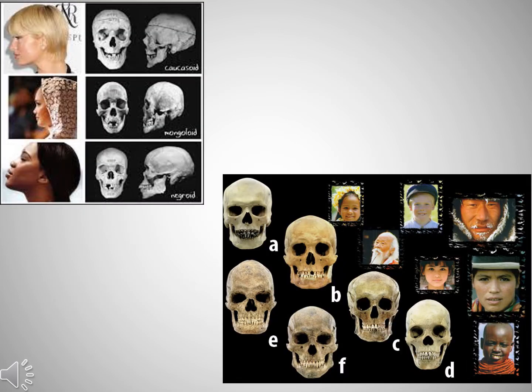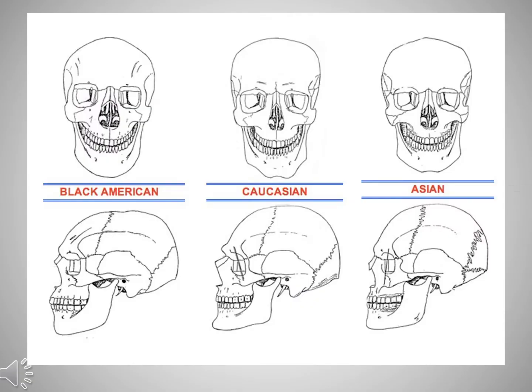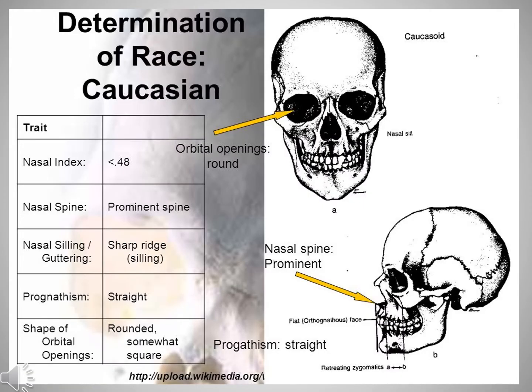This photograph shows the race differences with the skull. This diagram shows the differences of skulls in Black American, Caucasian and Asian people. The determination of race of Caucasian is well described in this slide.